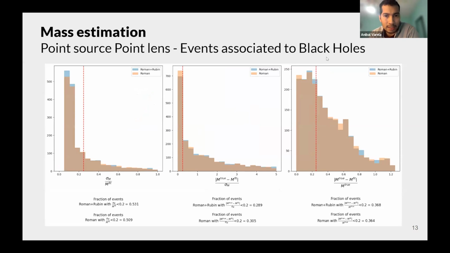A final comment is, for example, for another set of events associated with black holes, we can see that the precision in the estimation of the mass is improved in a larger fraction of events by combining Roman and Rubin data. Here you can see that 53% of events have a precision under 20%, and that is more than using only Roman data.